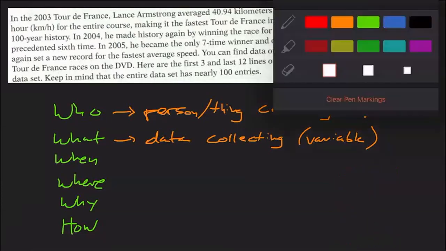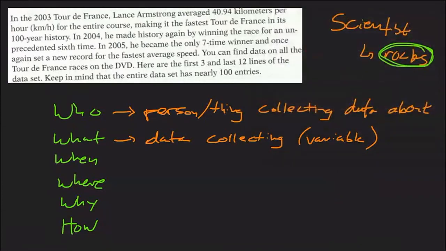The rest are pretty self-explanatory. When is it happening? Where is it happening? Why are you studying it? Do you want to find out what the most valuable type of rock is, the most dense type of rock? What is the reason you're collecting data? So why are you collecting data at all?